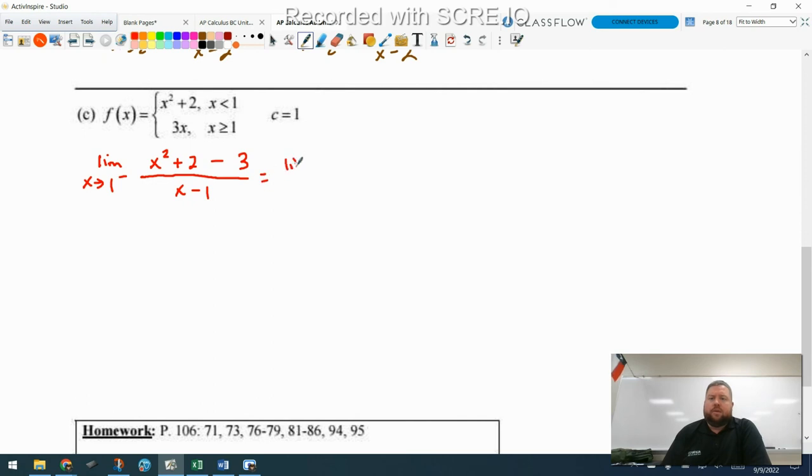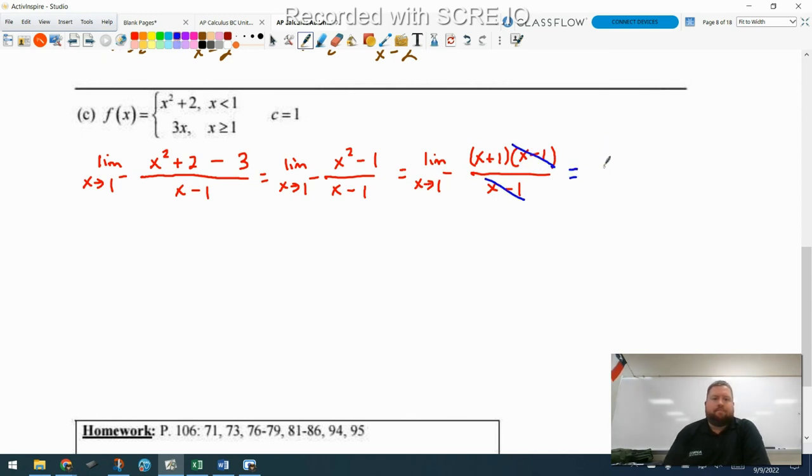All right, so that's going to be the limit as x approaches 1 from the left of x squared minus 1 over x minus 1. I have a 0 over 0 situation still, so let's do some factoring. So that's going to be x plus 1 times x minus 1, and the x minus 1s will cancel. And 1 plus 1 is 2. All right, then we're going to do the limit as x approaches 1 from the right.